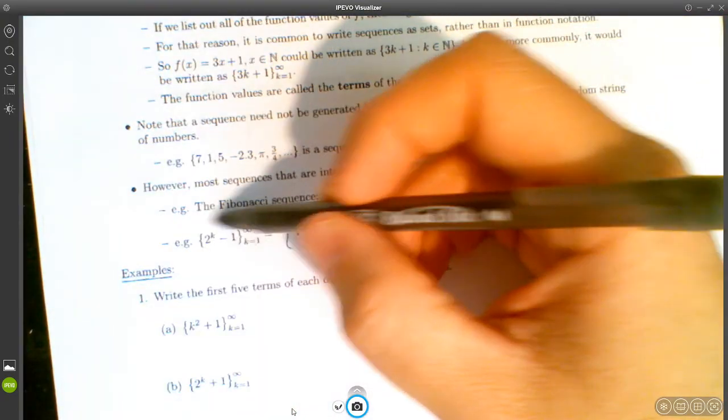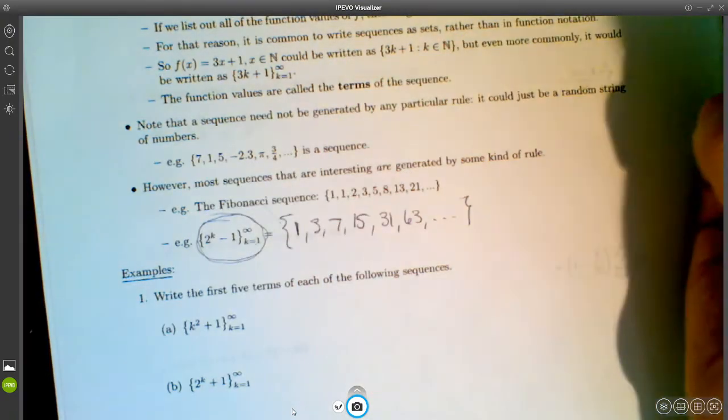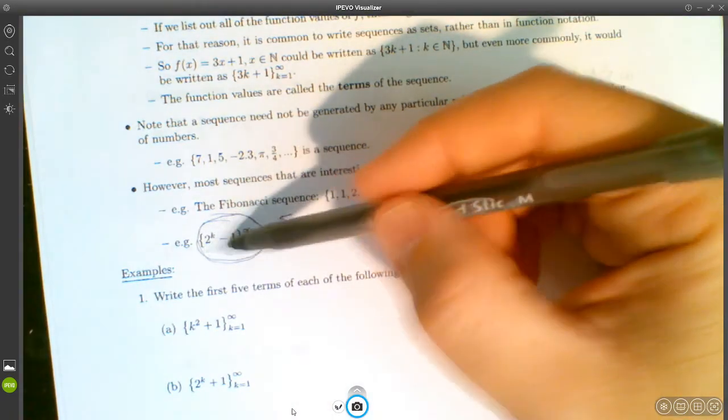So these are the kinds of sequences that we're going to look at in a little bit more detail, these sequences that are generated by some rule like this.